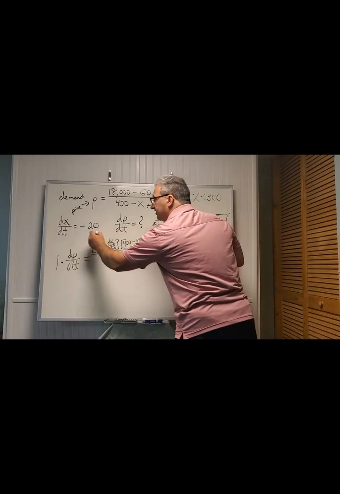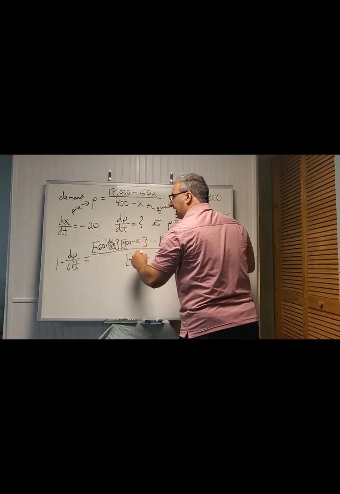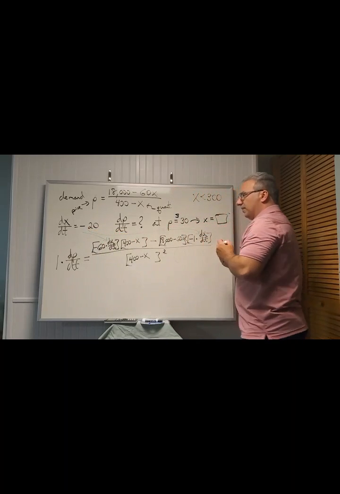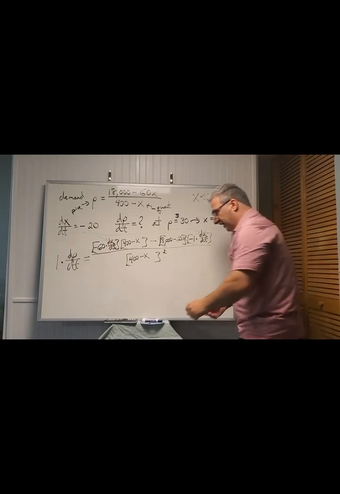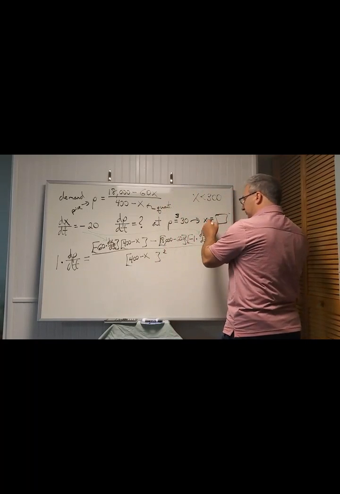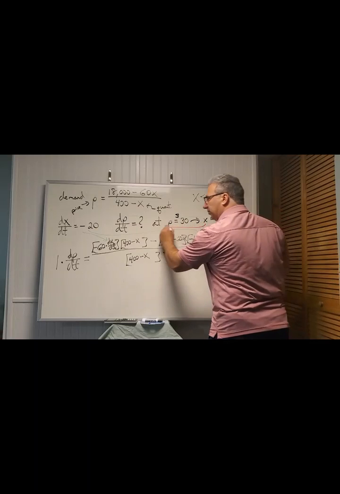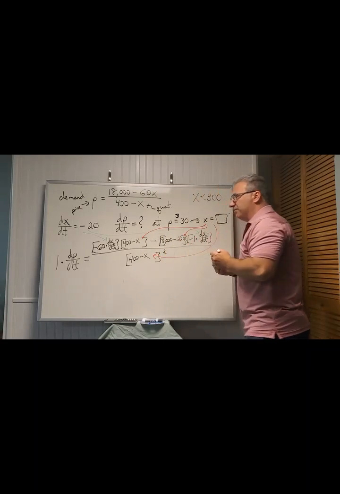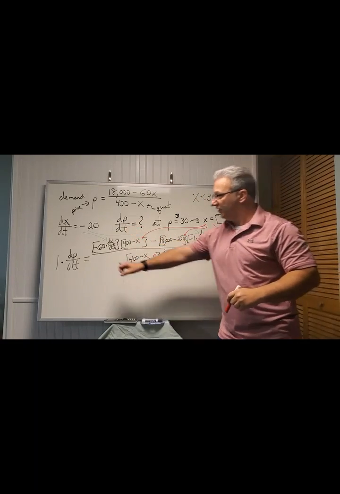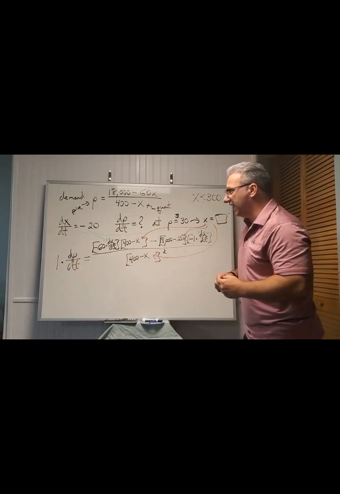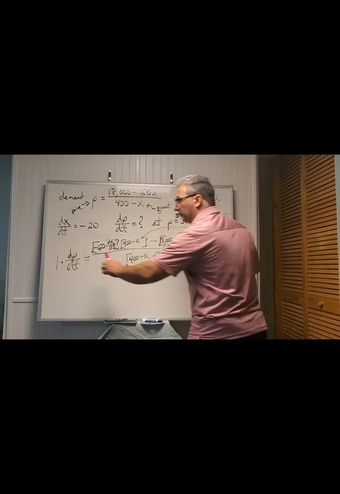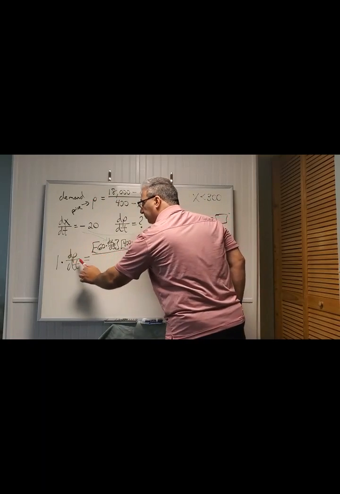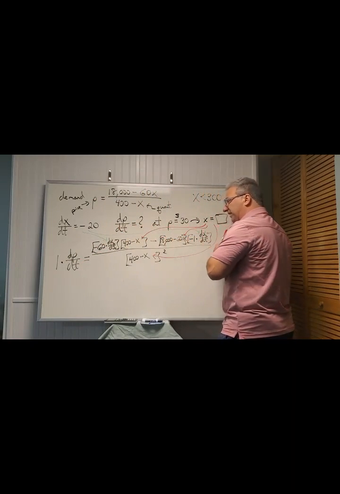Remember, dx dt is negative 20, so I could just shove that into there, and plug the negative 20 all the way into here. And you do your order of operations correctly. Once I find x, I can plug it into here, here, and here, and then by calculator, I can get my answer: the rate at which profit is changing per day. Or sorry, that's not profit, that's price. The rate at which price is changing. Recall, this is the price function. So the rate at which price is changing is this complicated equation.